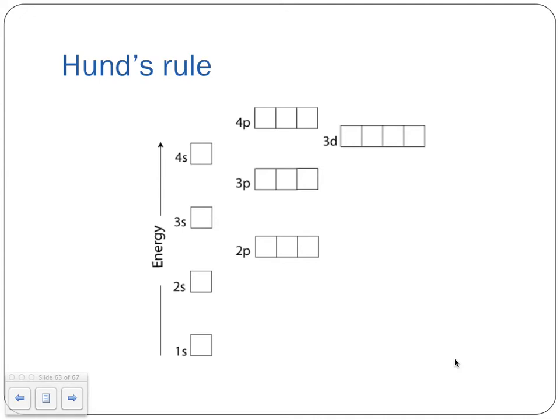So let's suppose that I just had 1 electron. Well, where would it go? It goes into the lowest energy subshell. So I'll do a little half arrow down there so it fits. And so it goes into the 1s. So that would be like hydrogen.